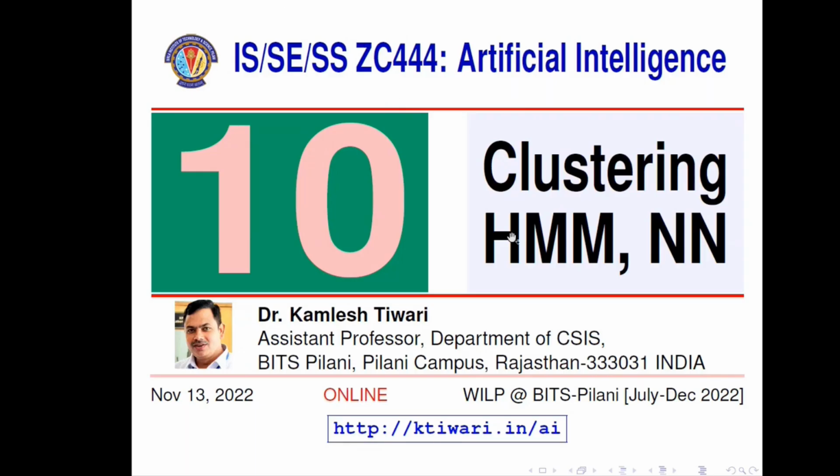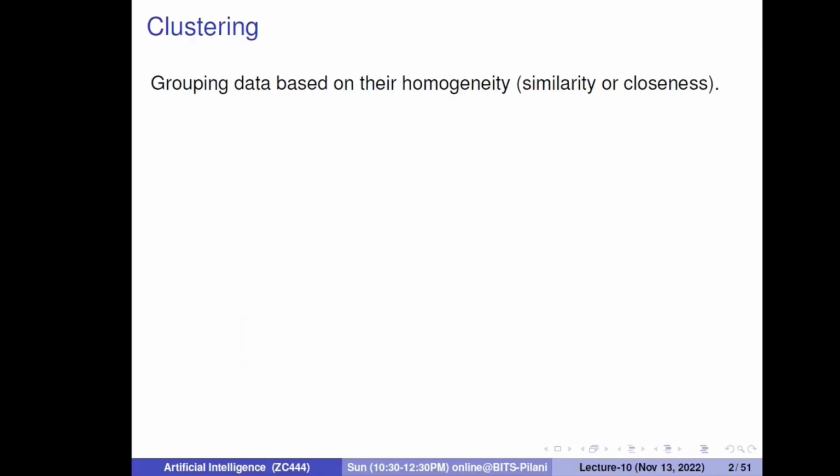So I'm going to talk about the very simple concept that is clustering, then hidden Markov model and neural network today. So let me start by asking a question: what is clustering? Can anybody tell me what clustering is?